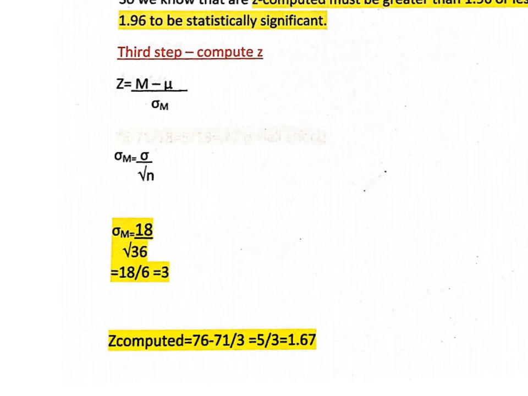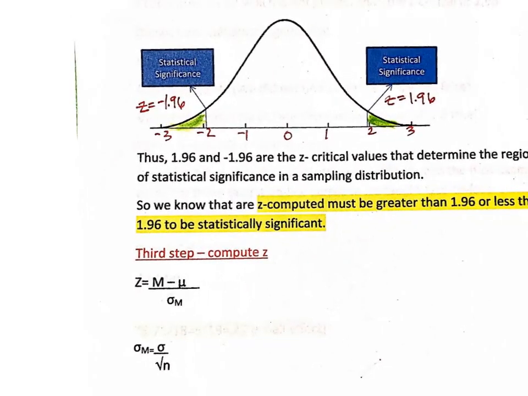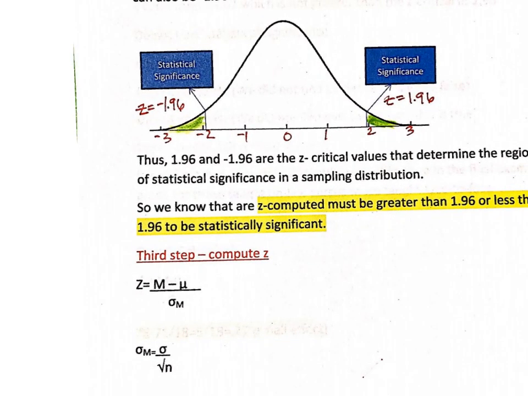Now, for z computed, we take the sample mean minus the population mean over the standard error. So we have 76 minus 71 divided by 3, which is 5 divided by 3, which gives us 1.67. If we look back up here, we'll see that 1.67 clearly does not land in the green area, because 1.67 is not larger than 1.96. So we do not have statistical significance in this example.